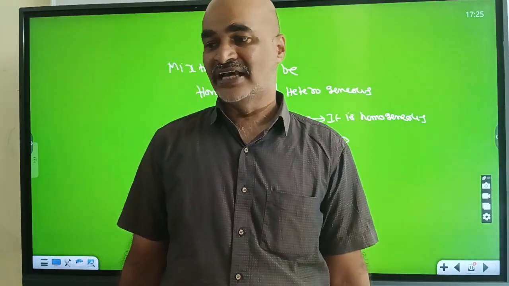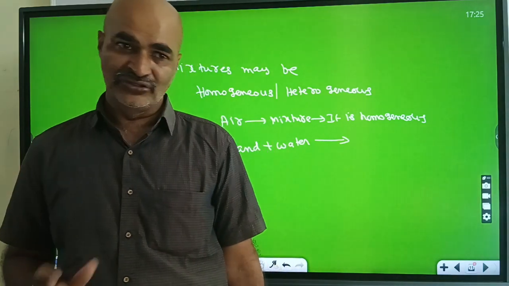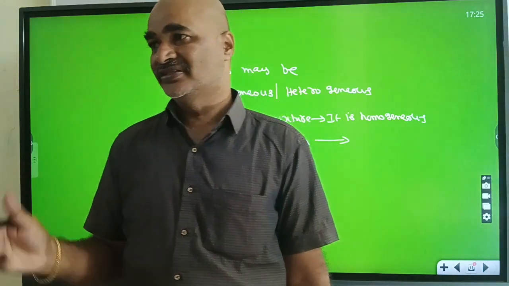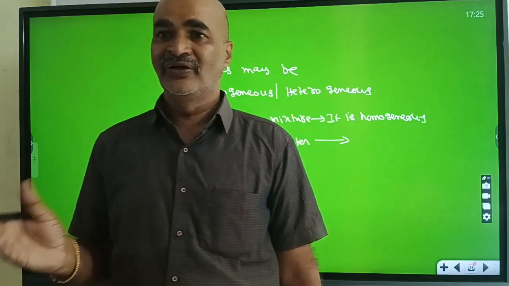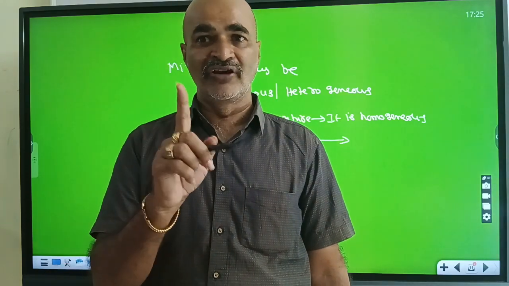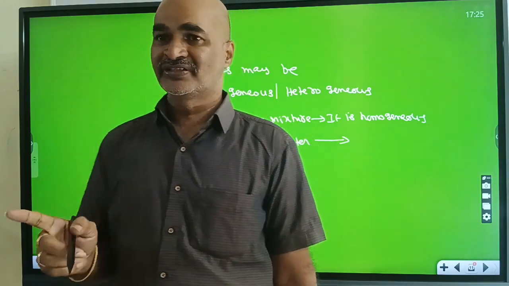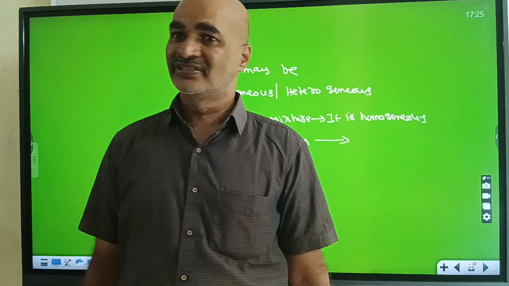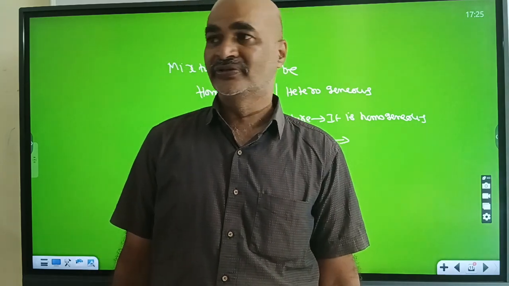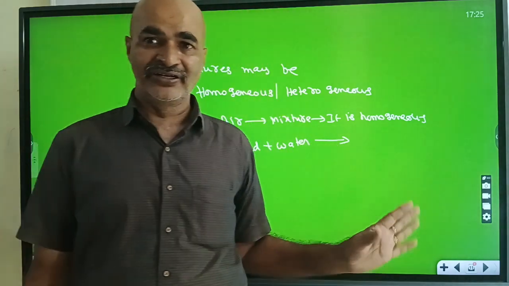So mixtures are classified into two types: homogeneous mixtures and heterogeneous mixtures. A homogeneous mixture contains only one phase, but a heterogeneous mixture contains more than one phase. Example, sand in water, you can see both sand and water.